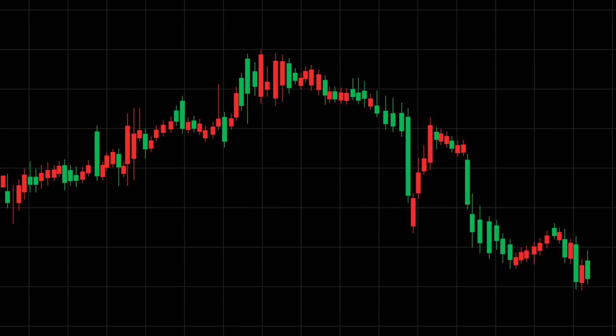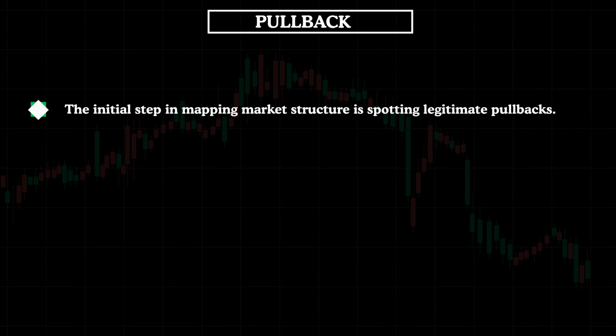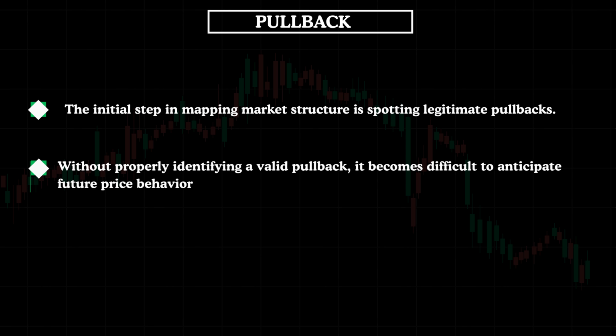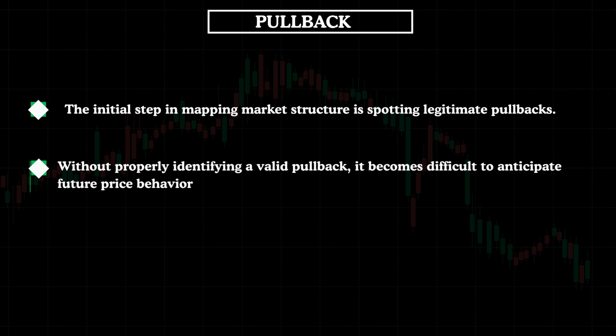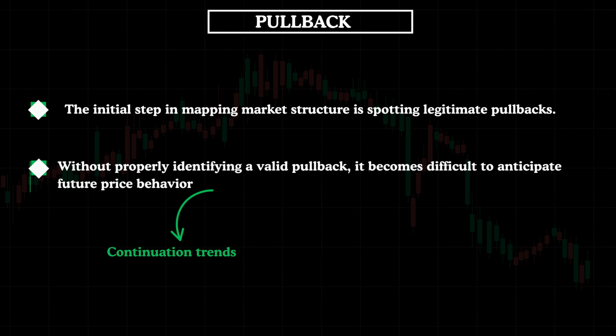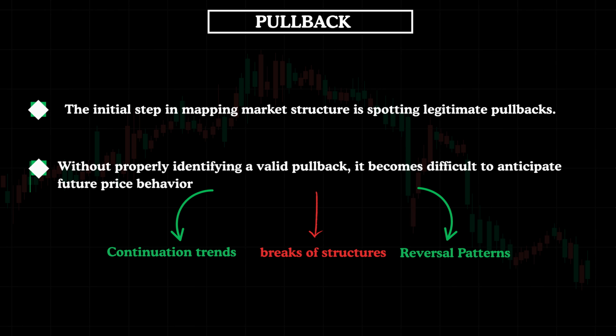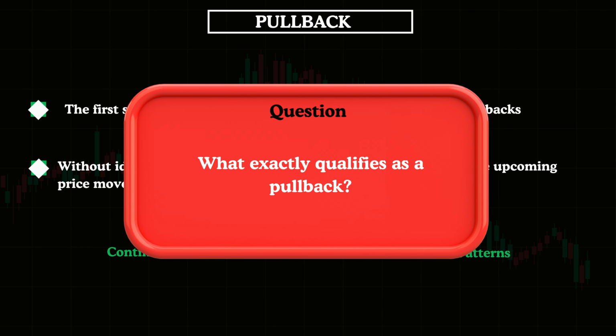Welcome back, traders. Let's dive right in. The initial step in mapping market structure is spotting legitimate pullbacks. Without properly identifying a valid pullback, it becomes difficult to anticipate future price behavior, including trend continuations, confirmed structure breaks, or reversal formations. So, what exactly qualifies as a pullback?